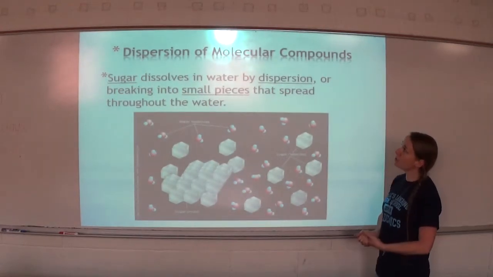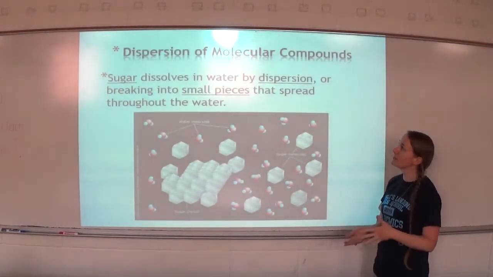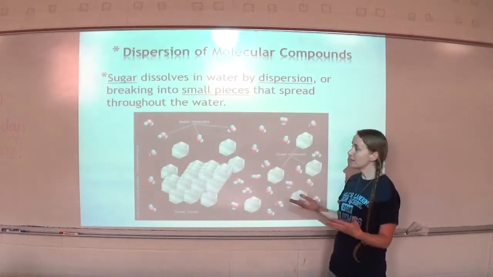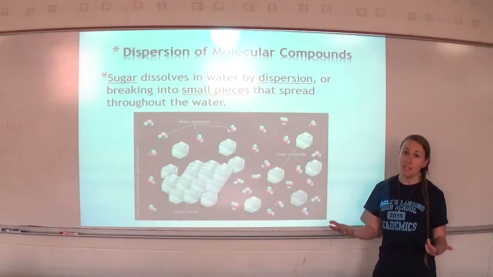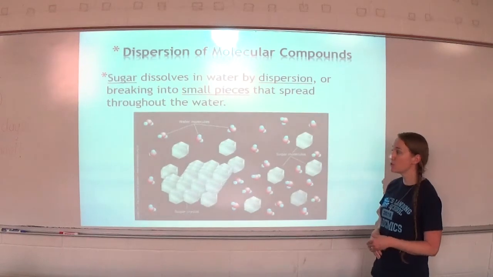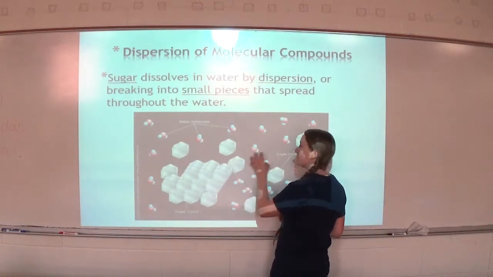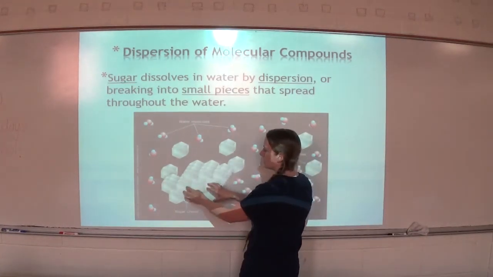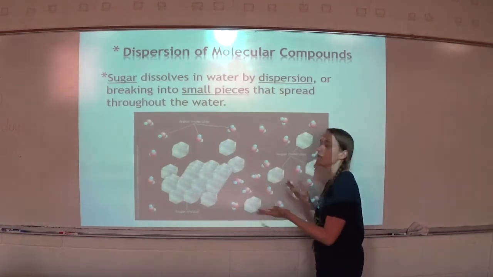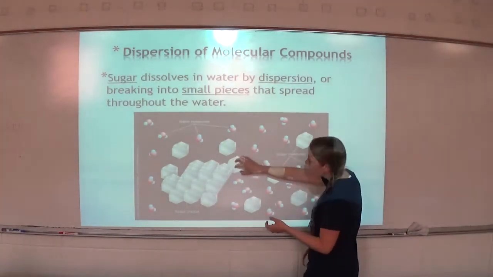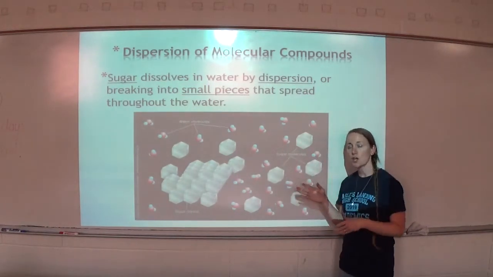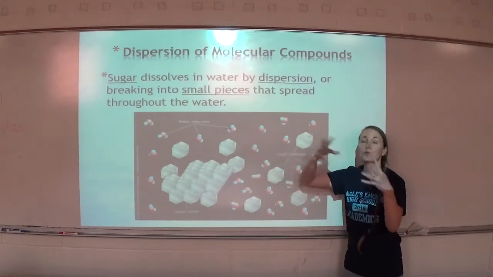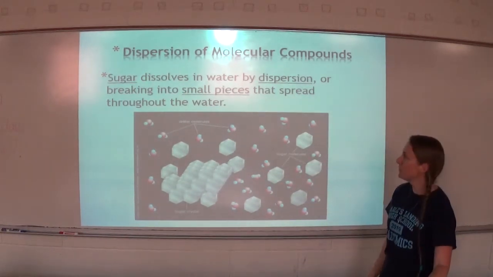Dispersion. Sugar dissolves in water by dispersion, or breaking into small pieces that spread throughout the water. If we're talking about the sugar we eat, we're talking about sucrose, which is C12H22O11, and it breaks up into its individual molecules. These are just a bunch of sugar molecules together, and when we put it in water, because we all know sugar dissolves in water, it pulls the molecules apart from one another. So it's still C12H22O11, it's just not a group of them, it's a single molecule at that point.